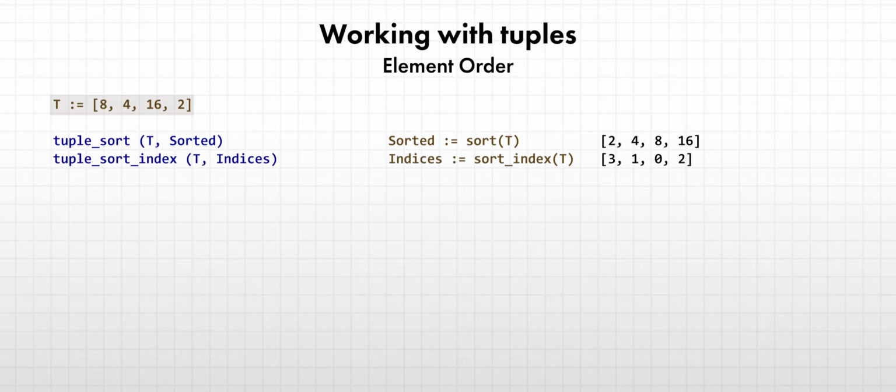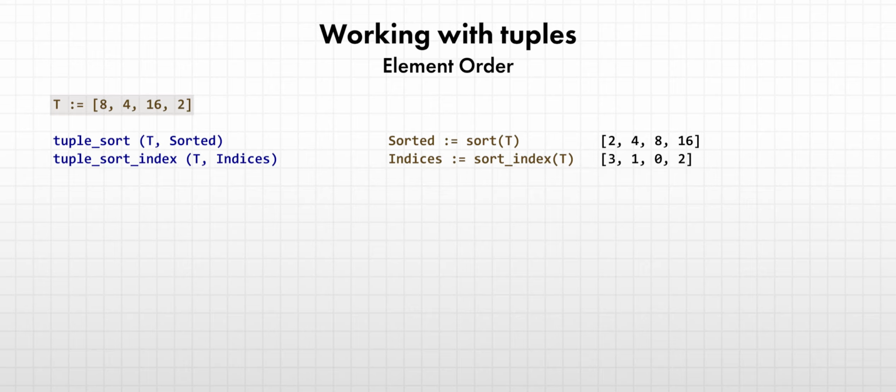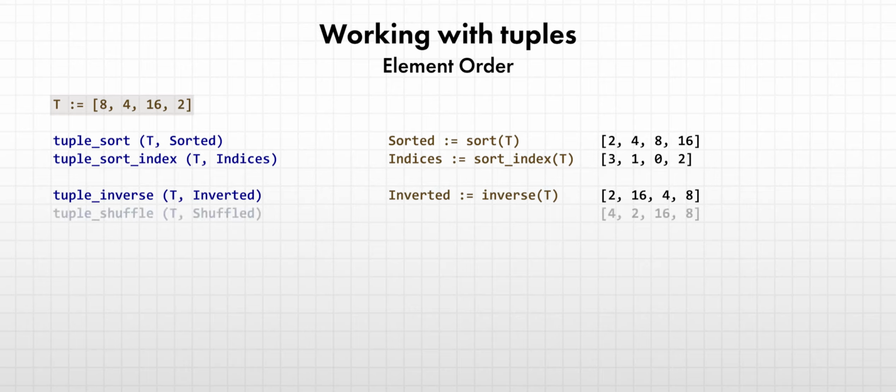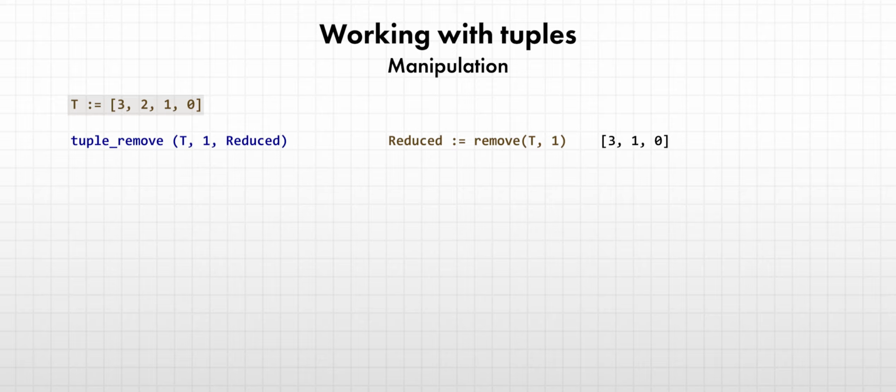Tuple sort index returns the indices of the sorted tuple. This can be helpful when interacting with iconic data. Here we select the 7 largest bright areas in an image. This category also includes an operator to invert the order of tuples and a procedure to shuffle a tuple randomly. Moreover, you can manipulate tuples, for example, by removing elements at a certain index.